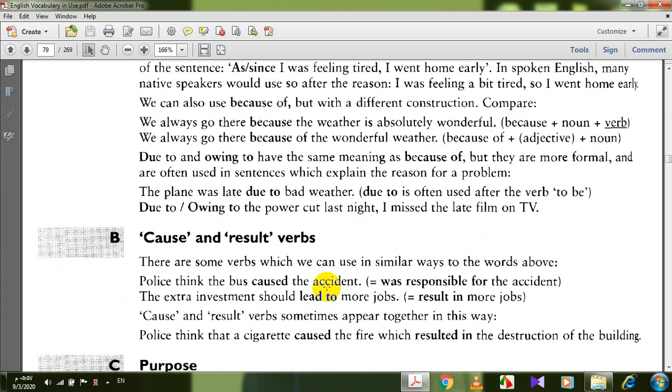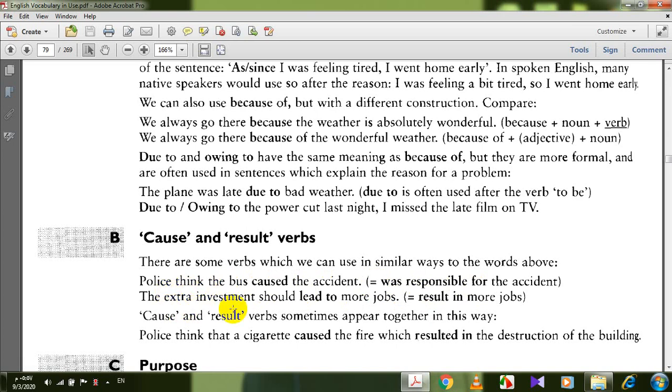Okay, let's go to cause and result verbs. There are some verbs which we can use in similar ways to the words above. Police think the bus caused the accident. Caused means the bus was responsible for the accident. Okay, caused. Bring about, lead to.